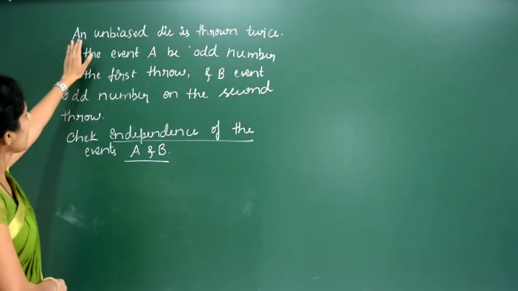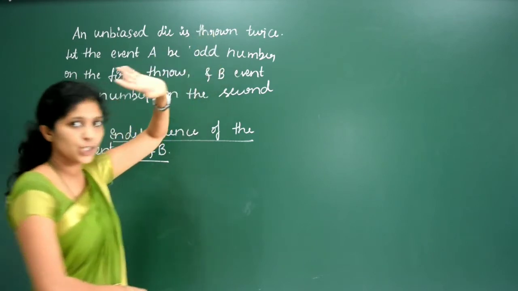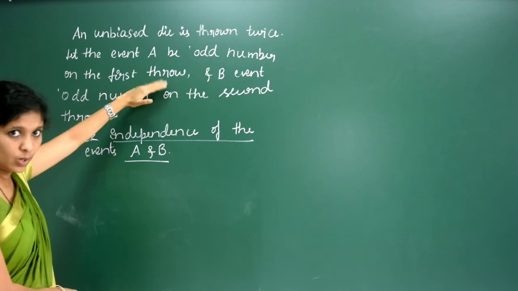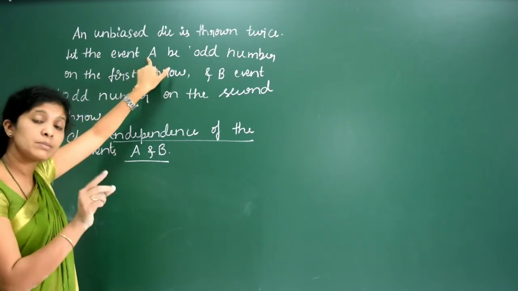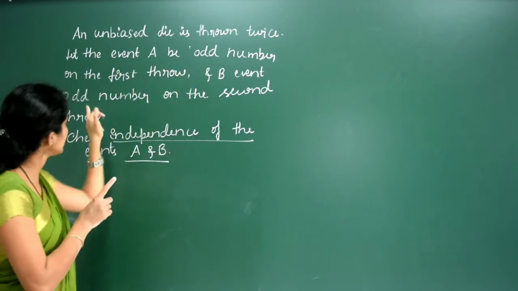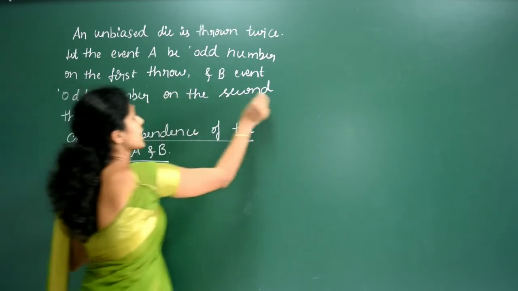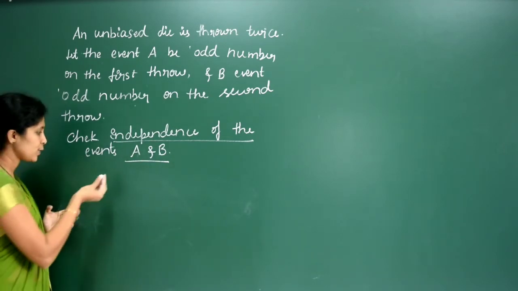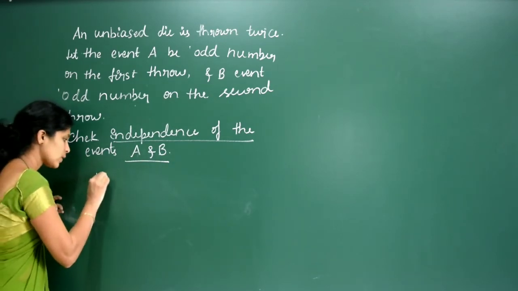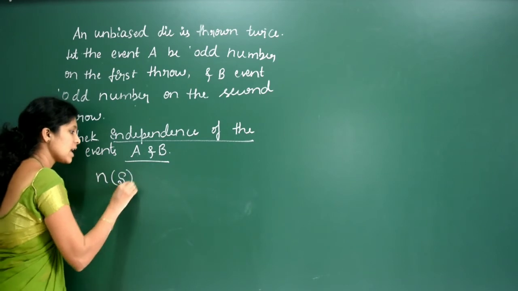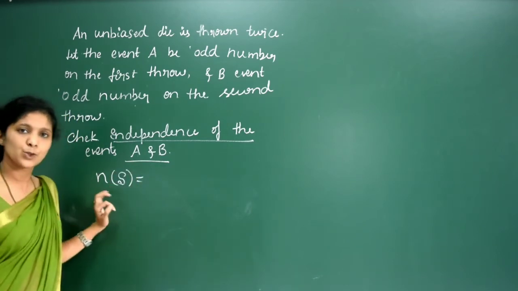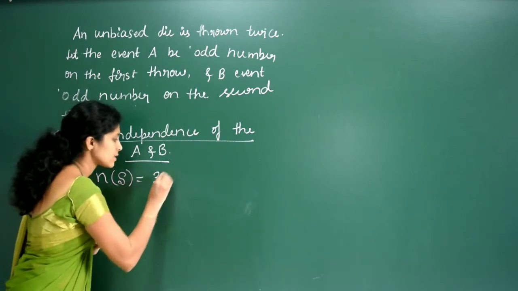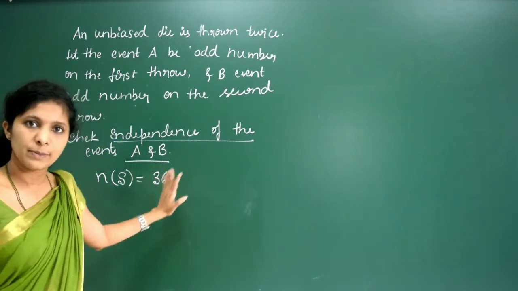Look at this problem. An unbiased die is thrown twice. Let the event A be odd number on the first throw and event B be odd number on the second throw. Now check the independence of the events A and B. If you want, you can write the sample space or directly write the number of elements in the sample space. Anyway, this is a 2 marks question, so directly you can write the number of elements in the sample space will be 36, since 6 into 6 is 36.